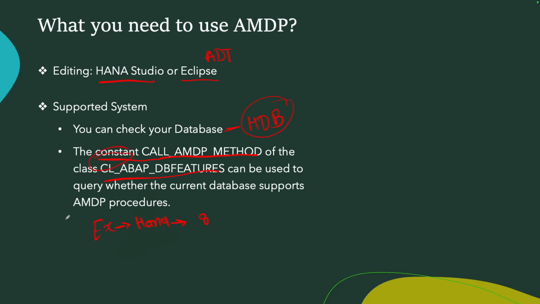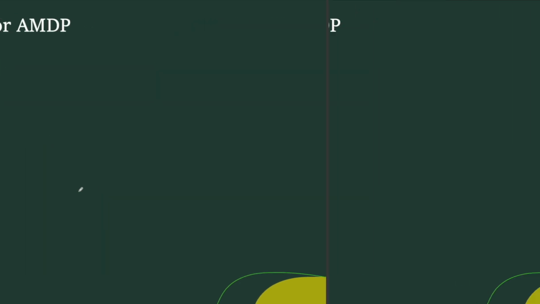So for programmatically checking whether your system is supported for AMDP, you might need to do some exception handling also, because if you try to access an attribute which is not present, you might get an exception and a dump. So if you are writing code for multiple systems, you need to check this. Let's move ahead.